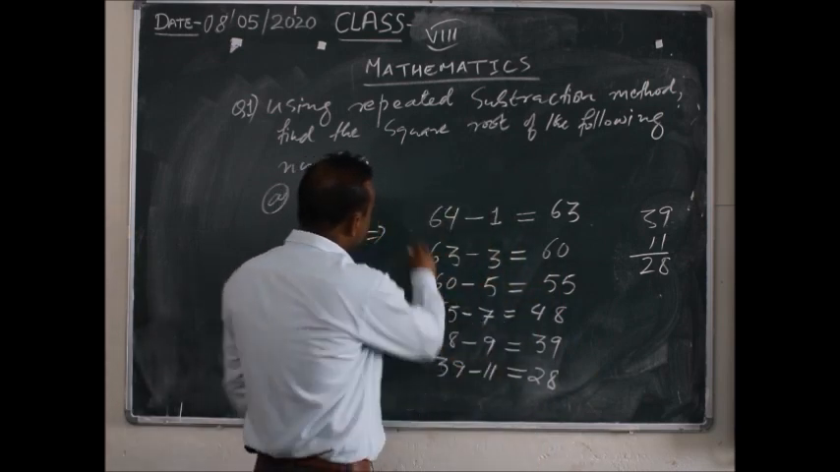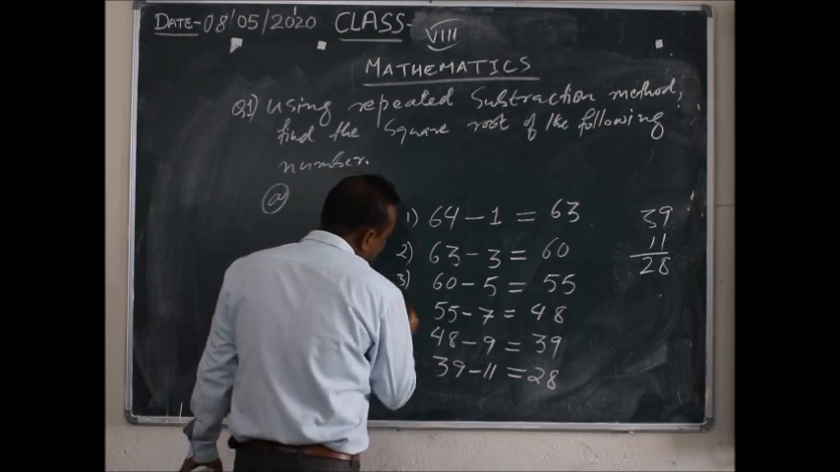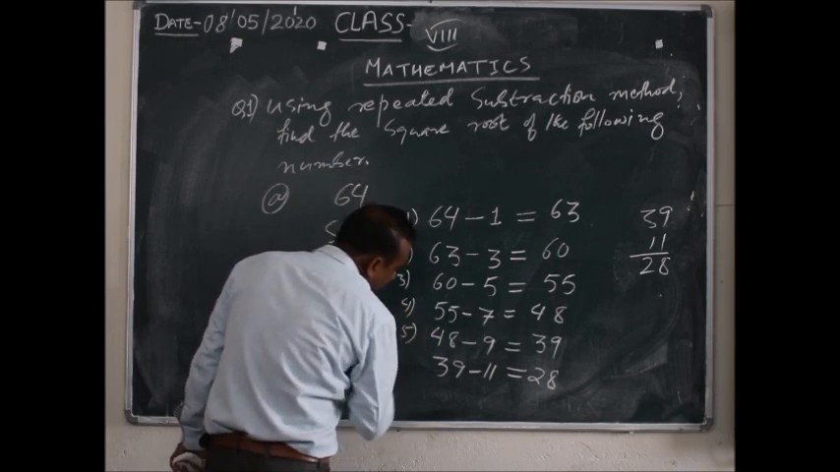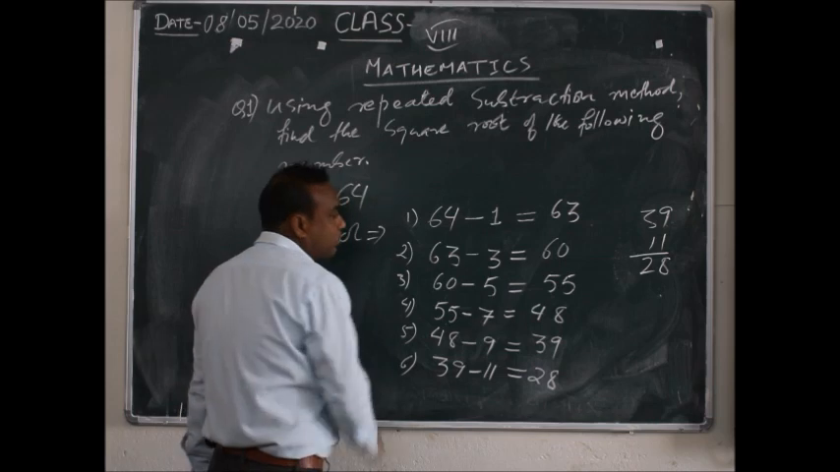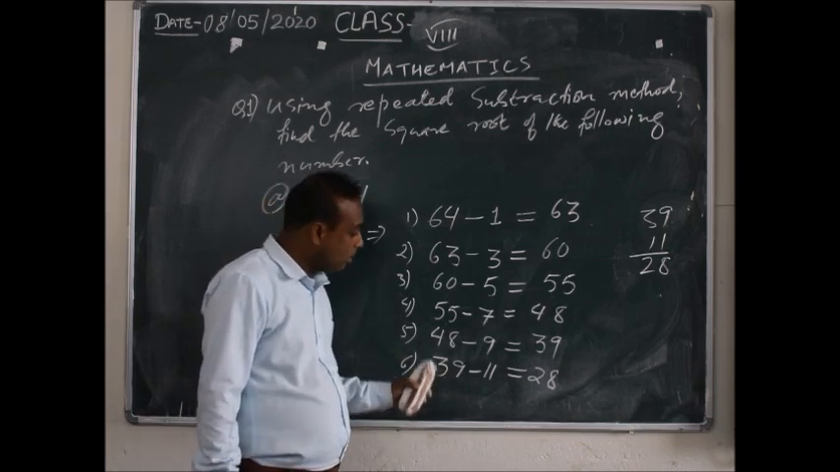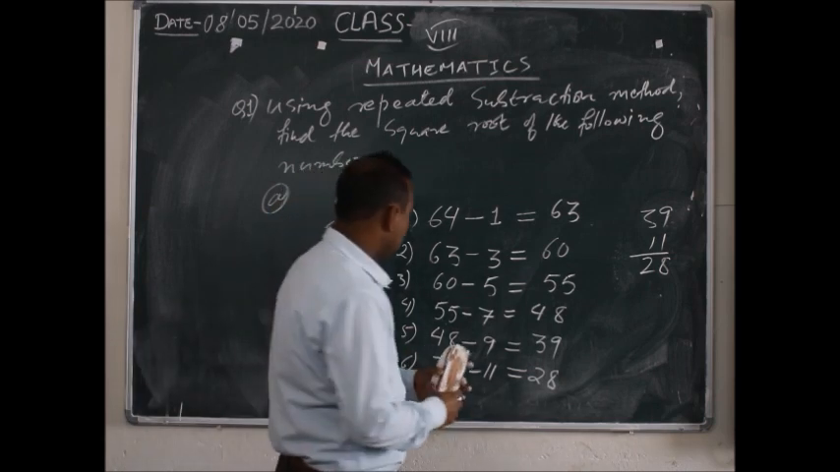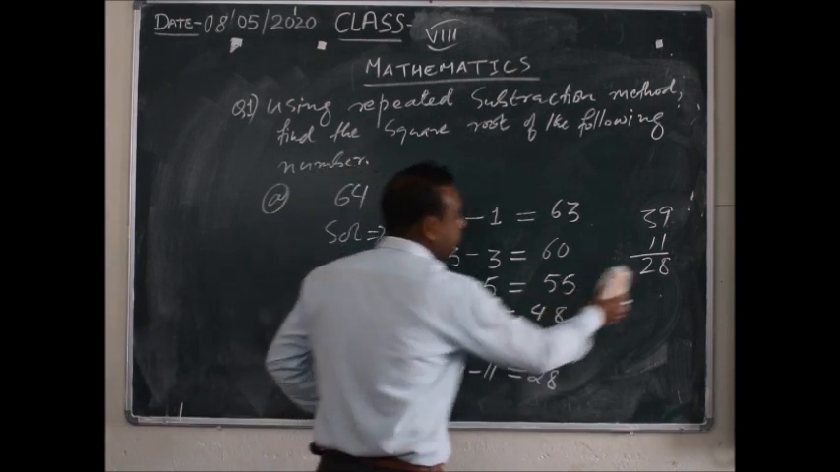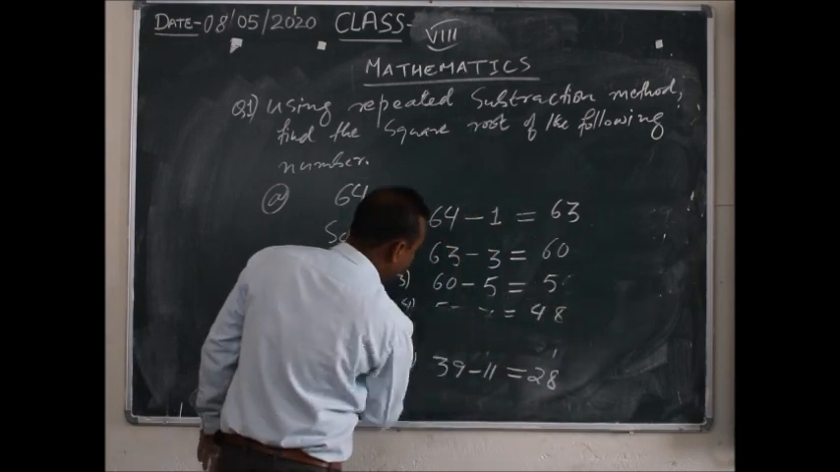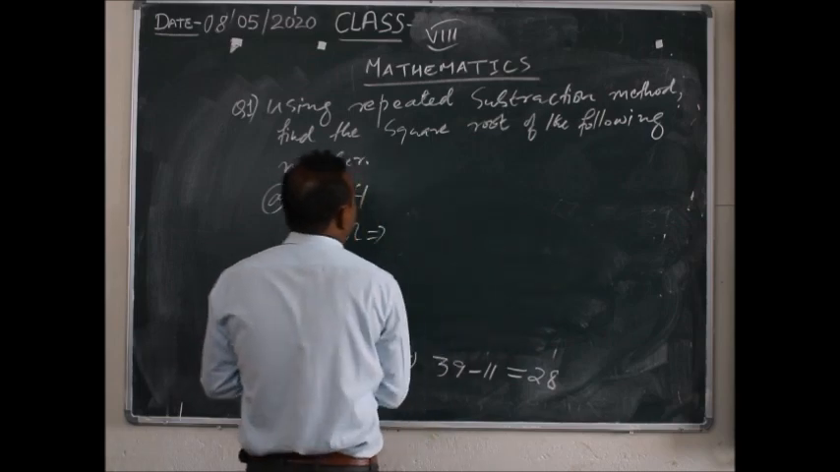So now the steps: this is your first step, this is your second, this is your third, the fourth step, fifth step, sixth step. Up to the sixth step we are getting 28. Until and unless you get a 0, you have to continue. So now let us continue.